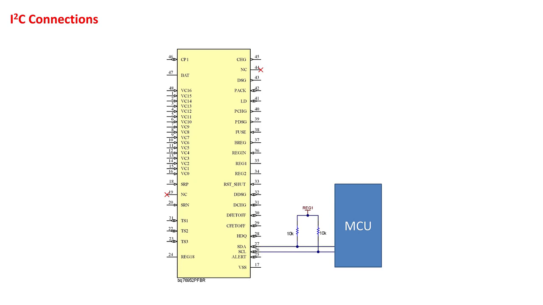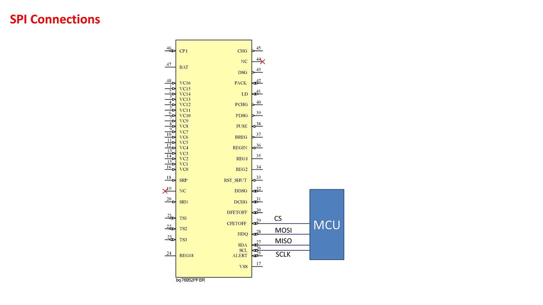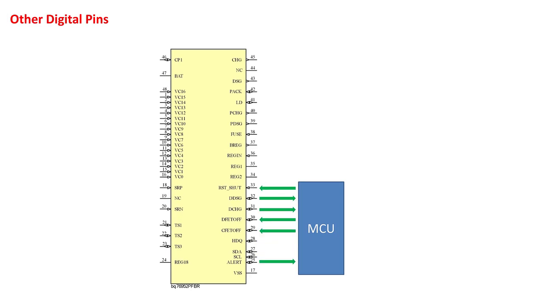Refer to the I2C specification for more information on clock stretching. If SPI is required, one of the SPI versions of the device should be used, which comes pre-configured with Reg1 enabled with the SPI output using the Reg1 logic level. For the SPI configuration, the CFET off pin is used for the SPI chip select. The HDQ pin is the SPI MOSI, the SDA pin is the SPI MISO, and the SCL pin is the SPI clock. Let's look at the other digital control pins available on the device.